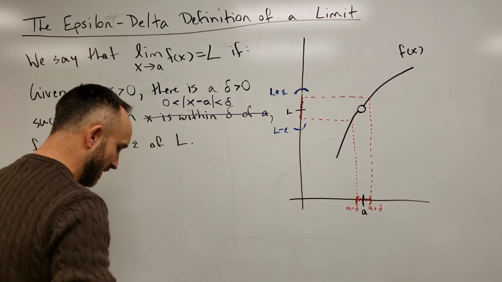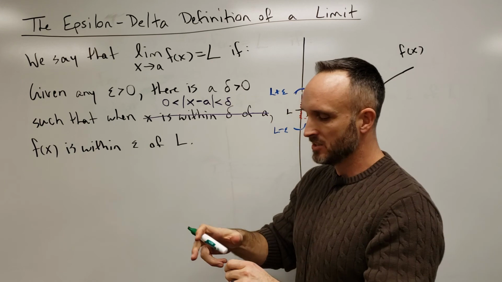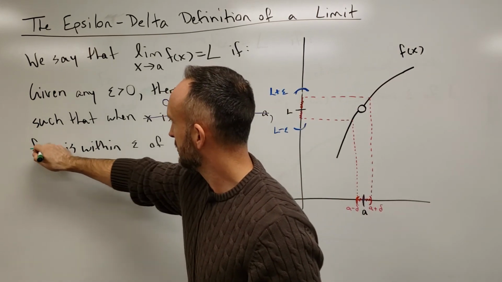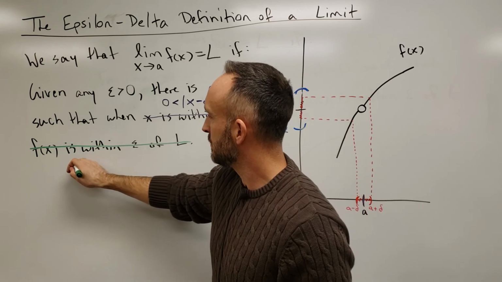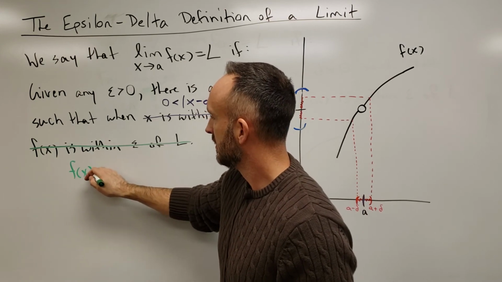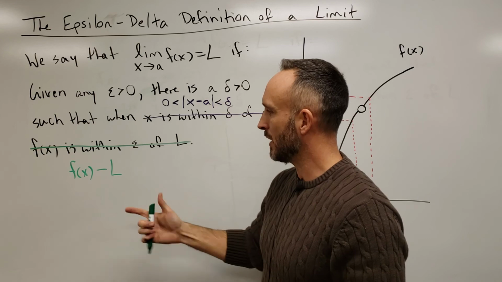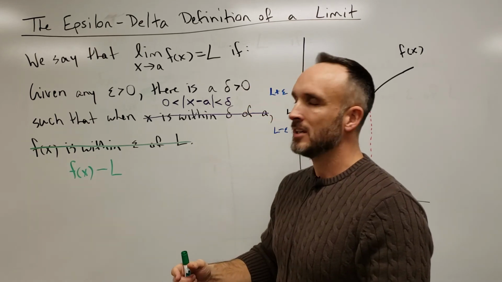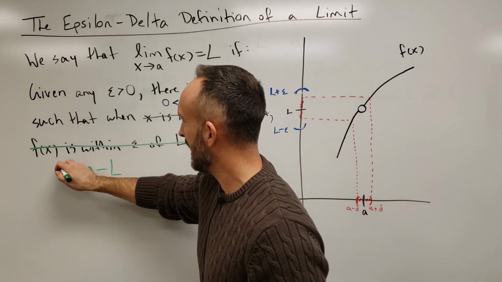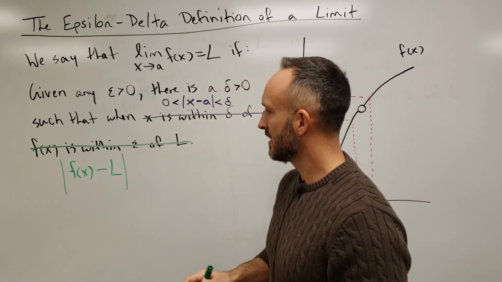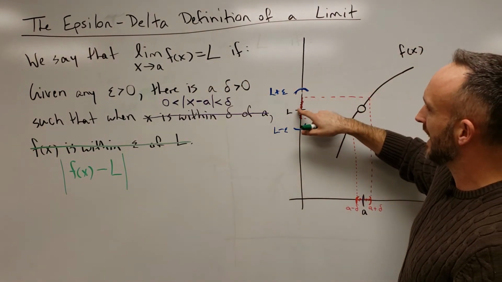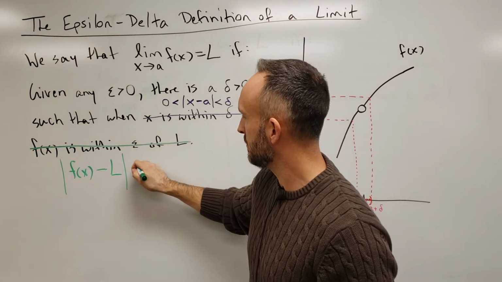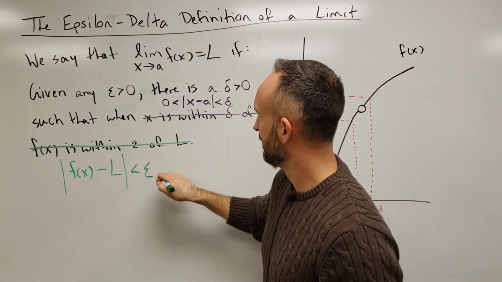We can do the same thing for the f of x statement. So instead of saying f of x is within epsilon of L, we're going to instead say that the distance between f of x and L, right, this tells you how far apart they are. To make it a distance, we need to put absolute values on it to ensure it's positive. So this is the distance between f of x, any y value here, and L. That distance better be less than epsilon.